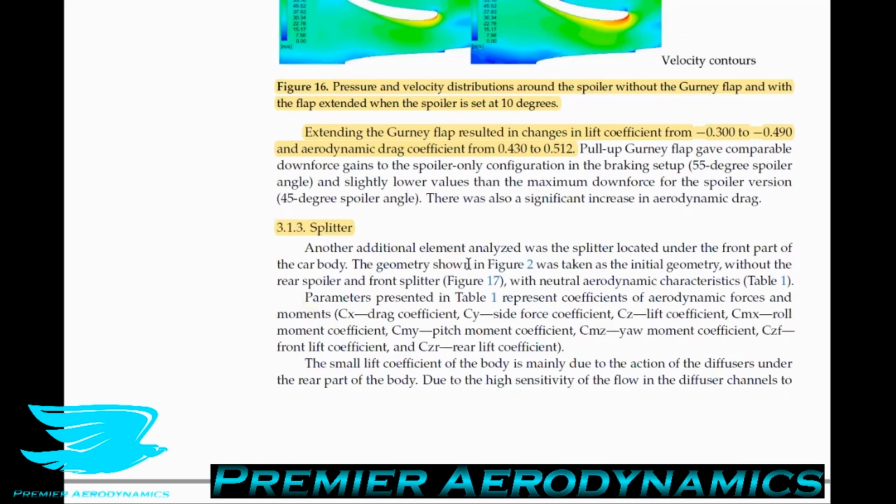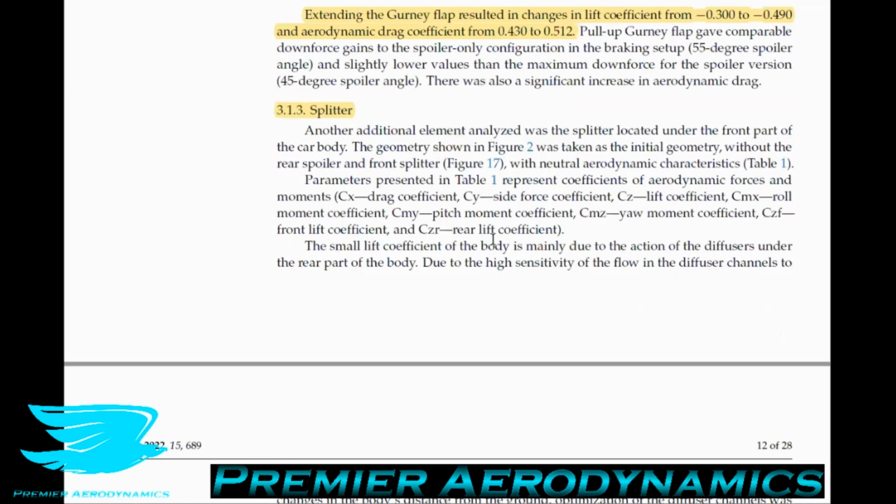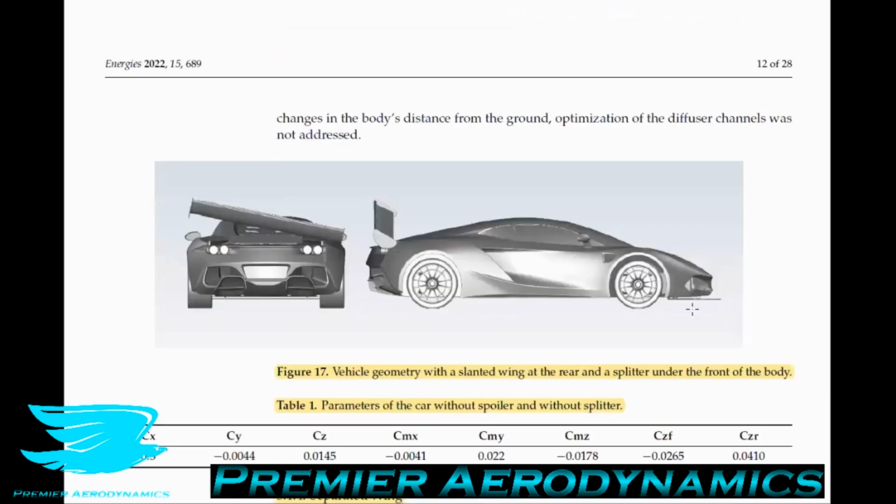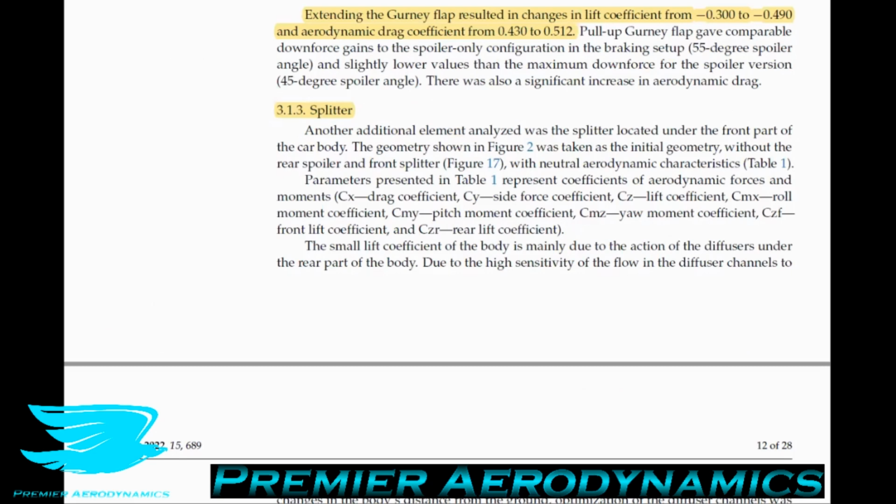So what about a splitter? We've talked about spoilers now and flaps. Let's talk about splitter plates. Splitter plates are the plates that you see on the front of a vehicle underneath, and that's pretty much to segregate the flow that's going underneath and make it a bit cleaner. Let's talk about how this affected the aerodynamics of the car.